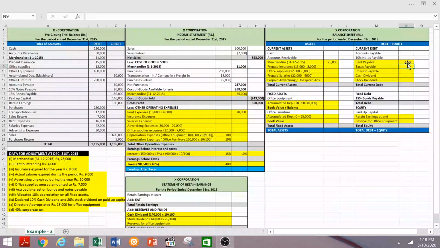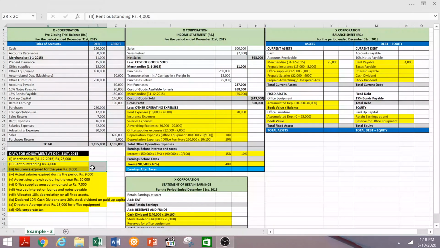The third one is insurance expired for the year, rupees 8,000. As already mentioned in the adjusting data, remember, adjusting data is accurate and reliable. We assume while calculating financial statements that any information given in the adjusting data is accurate and reliable, because it is provided at the end of the accounting period. So here it is already mentioned that the amount of insurance expense or insurance expired is equal to 8,000. So I just have to copy rupees 8,000 directly in the column of insurance expense.